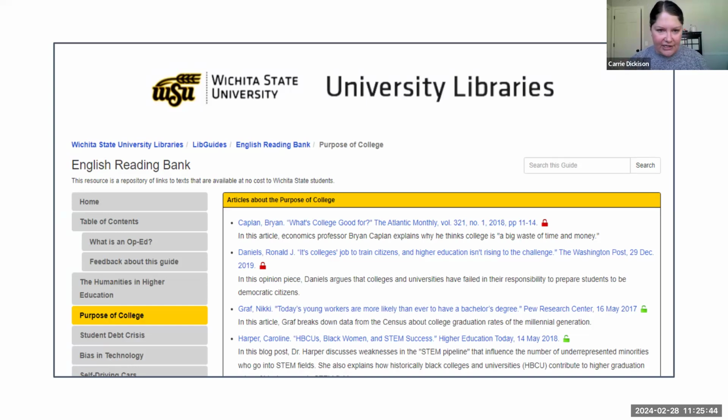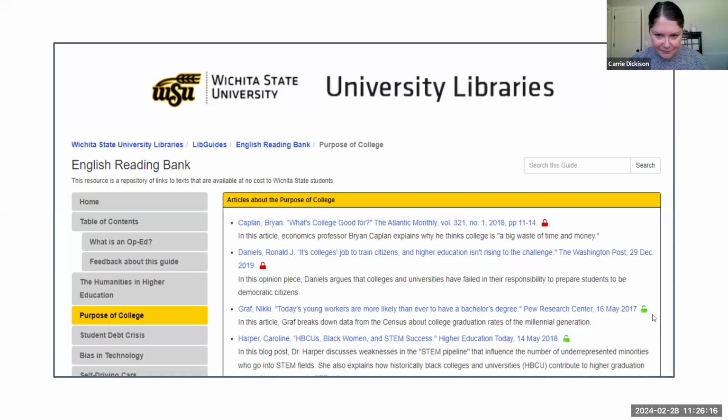So that first one is a longer piece in the Atlantic Monthly, about what college is good for. In this article, the author is arguing that college is a big waste of time and money, so students might read that. And then we encourage them to push back against that, and think about what this argument is, what the structure of the argument is, and how you, as a person who's chosen to go to college, respond to this, to engage with it that way.